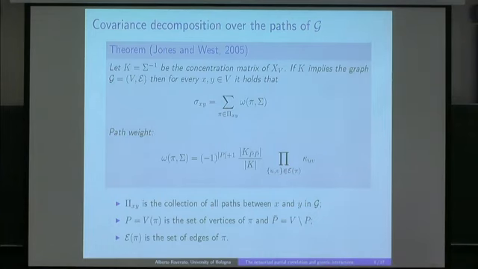Jones and West, in a paper published in Biometrika in 2005, gave this nice way to decompose the covariance between the two genes. So sigma xy is the covariance between the expression levels of X and Y, and this is computed as a sum. The sum is over all the paths. This capital pi is the collection of all paths between X and Y. So there are 6 paths, for example, in the previous example.